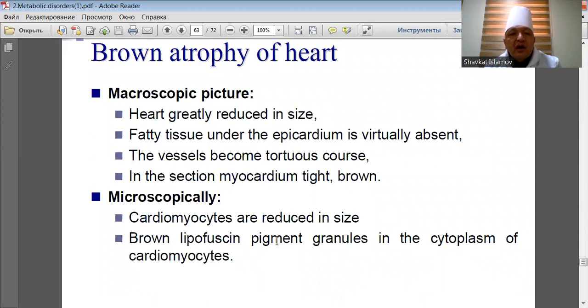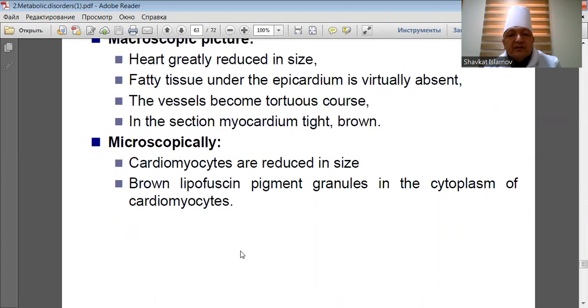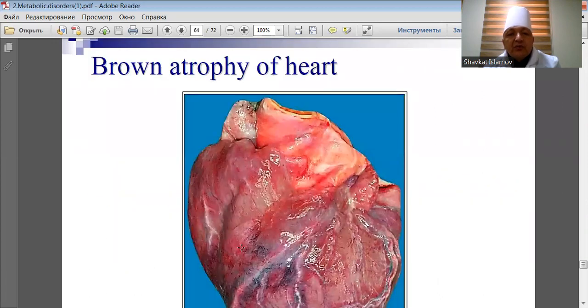Macroscopic picture. Heart greatly reduced in size, fatty tissue under the epicardium is virtually absent. The vessels become tortuous. On section, myocardium is brown. Microscopically, cardiomyocytes are reduced in size, with brown lipofuscin pigment granules in the cytoplasm of cardiomyocytes. Brown atrophy of heart.